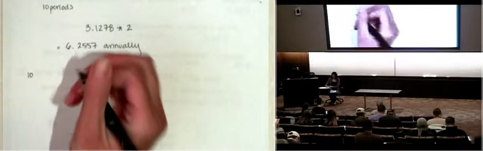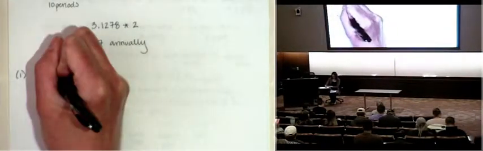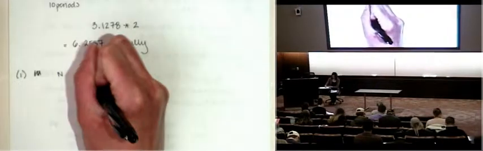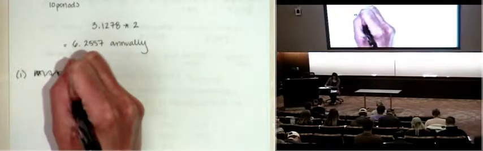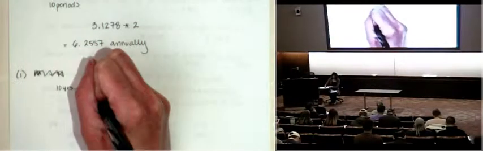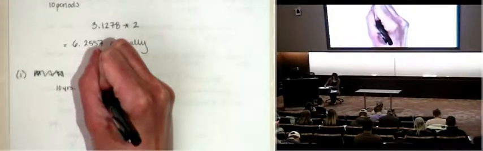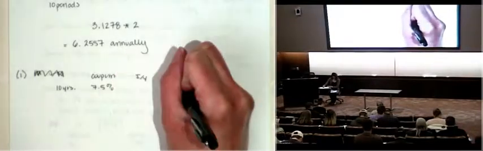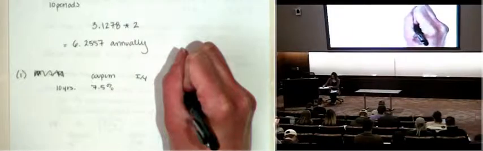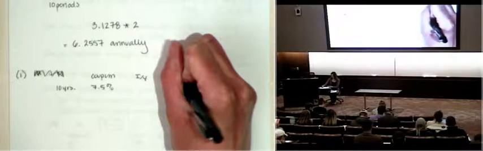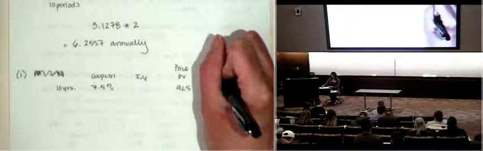So for the first bond, I have N. I'm going to do it like this. It's 10 years, and the coupon is 7.5%. And the IY, I'm going to leave blank. And it's currently selling for $925. So this is my price in the market. And it has a face value of 1,000, or par value, same thing.